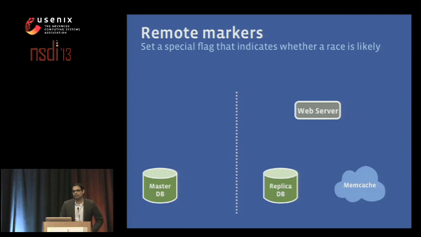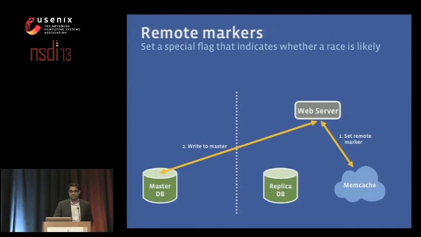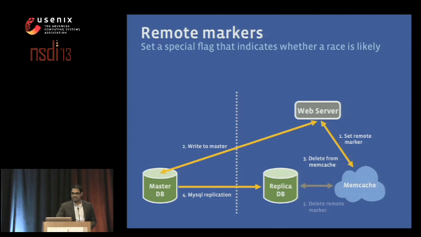So what we do is we employ a set of what we call remote markers. These are essentially a special set of flags that indicate whether a race is likely. First, we set a remote marker in our memcache that says, hey, we're about to do a cross-country write. We go ahead and do the cross-country write, or cross-Atlantic write. We delete the value from the cache. And then the MySQL replication comes in, and MySQL replication will delete the marker.